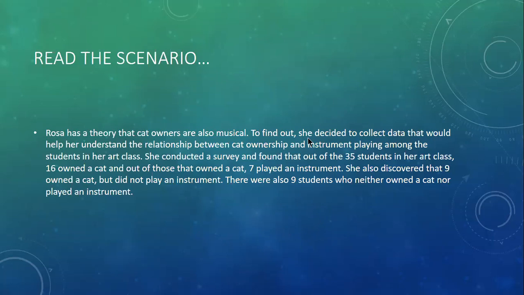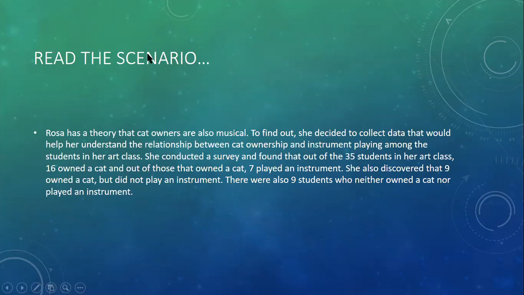What about this 7 right here? How many students play an instrument who own the cat? Very good. So this 7 represents the number of kids that played an instrument and owned a cat, right? And then it goes on to tell us some more information. So we have a 9 there and we have another 9 there, and each of them represents some variation. Yes? Good. Thank you, Alex. You done well.